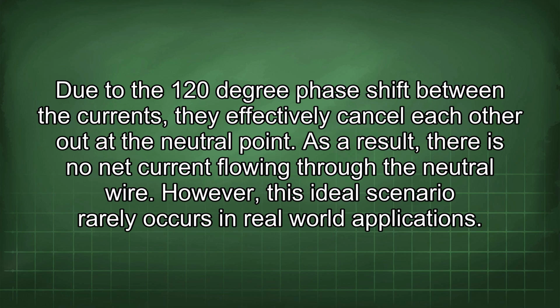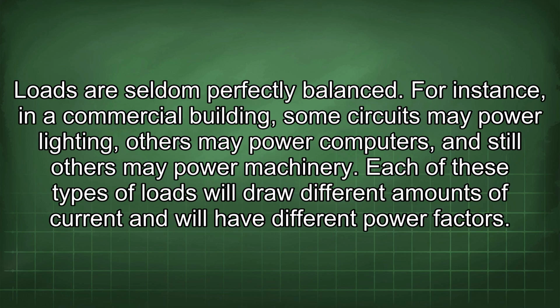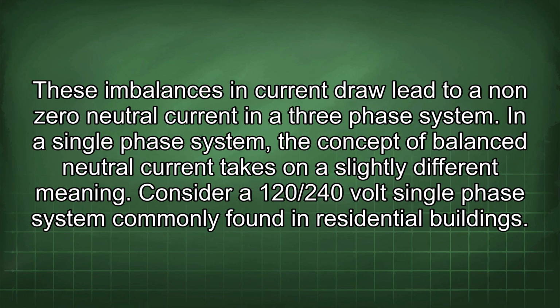However, this ideal scenario rarely occurs in real-world applications. Loads are seldom perfectly balanced. For instance, in a commercial building, some circuits may power lighting, others may power computers, and still others may power machinery. Each of these types of loads would draw different amounts of current and will have different power factors. These imbalances in current draw lead to a non-zero neutral current in a three-phase system.